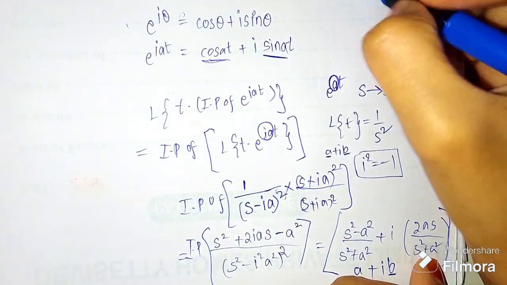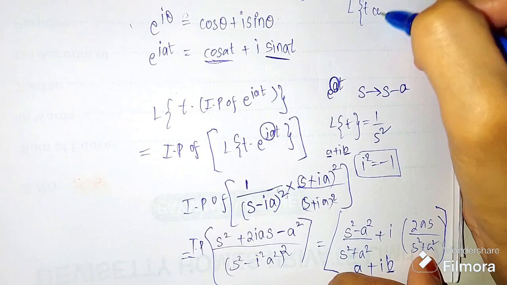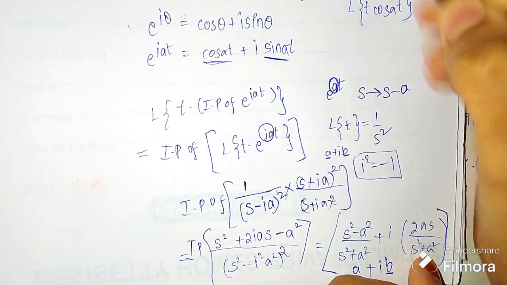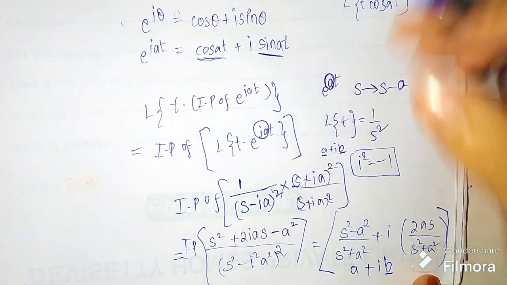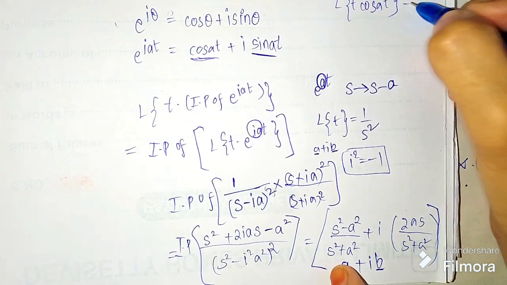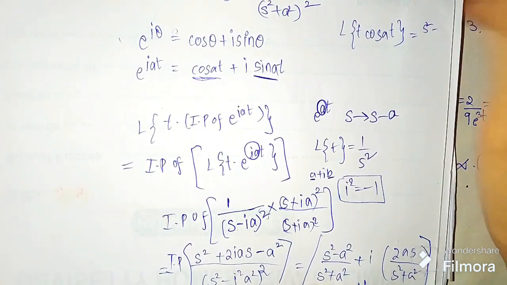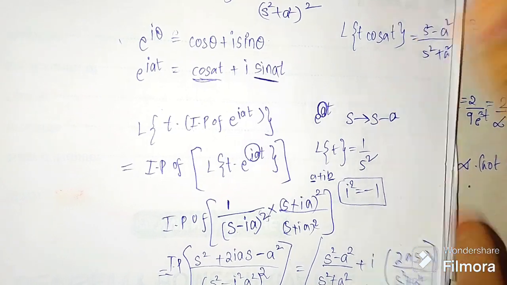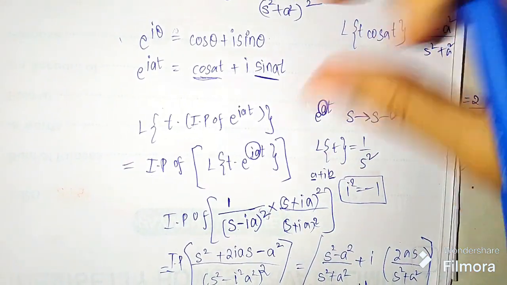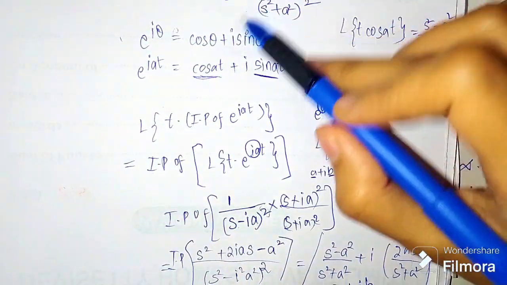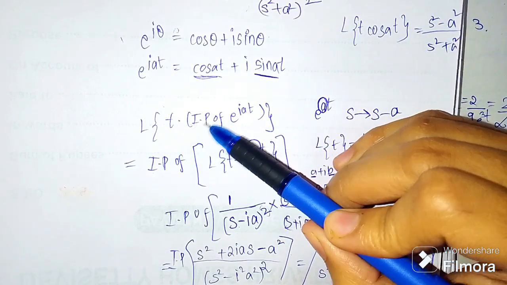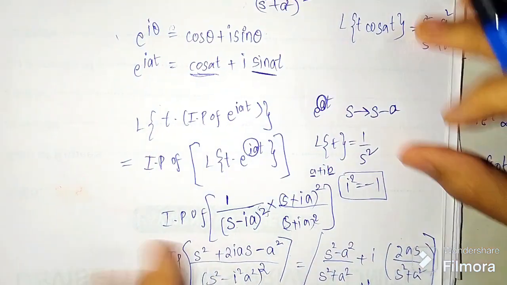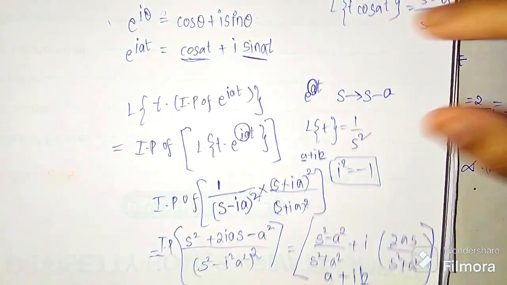In the same way, what is Laplace of t cos at? Very simple. Here we should consider the real part. That is this. So Laplace of t cos at is s square minus a square by s square plus a square squared. This is the real part. In the same way we'll proceed for this question also, but instead of imaginary part, we'll write RP, real part, and we'll get this.